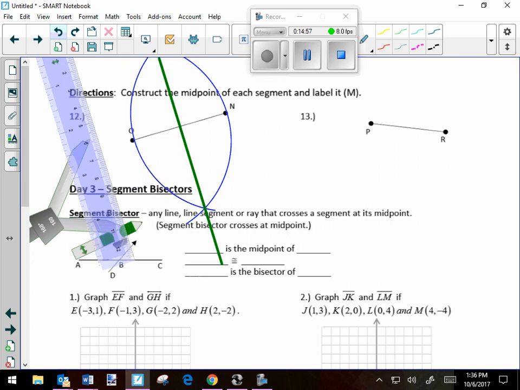And when I do that, I have essentially created a perpendicular bisector. In this case, we're not so concerned about the perpendicular part, we're concerned about finding the midpoint. So that perpendicular bisector is identifying the midpoint for you.